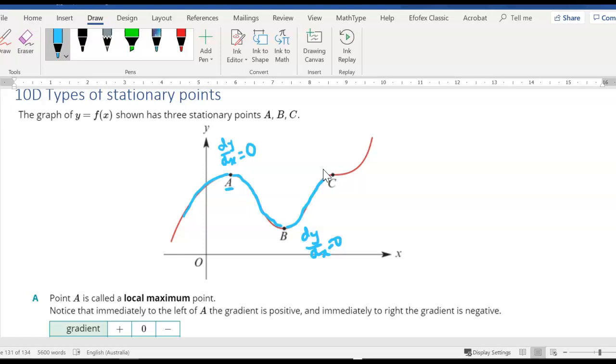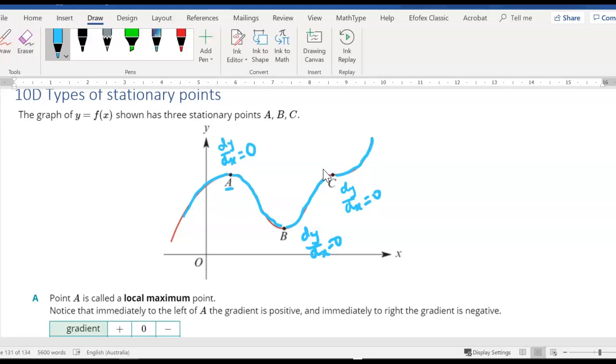So either side of the stationary point, your gradient is different. So either increasing one side and decreasing on the other, or decreasing on one side and increasing on the other. C is also a stationary point, so dy/dx also equals 0 at C, but it's increasing on one side and increasing on the other.